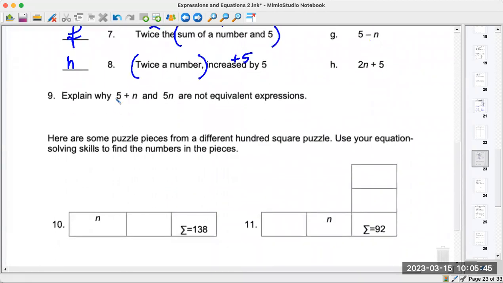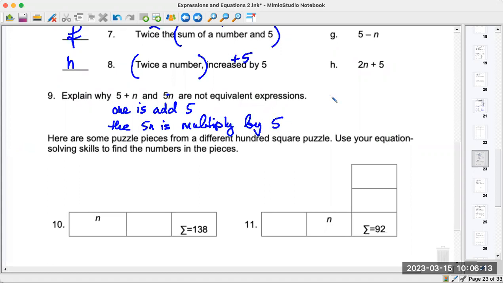Okay, explain why 5 plus n and 5 times n are not equivalent. One is add 5. The other one, so this is adding, this is multiplying, is multiply by 5. So now when we are getting into higher math, 5 times a number n means multiplying. You can also see this. This is the same, or 5 times n. Those are all multiplying.